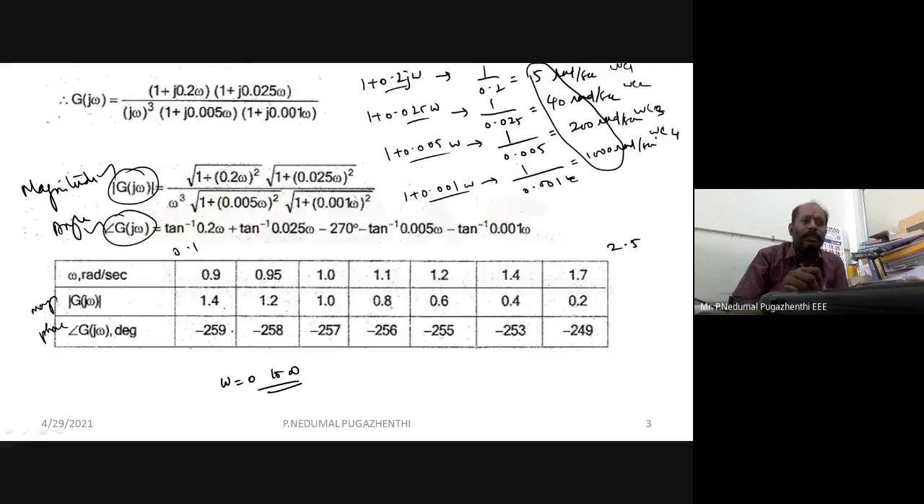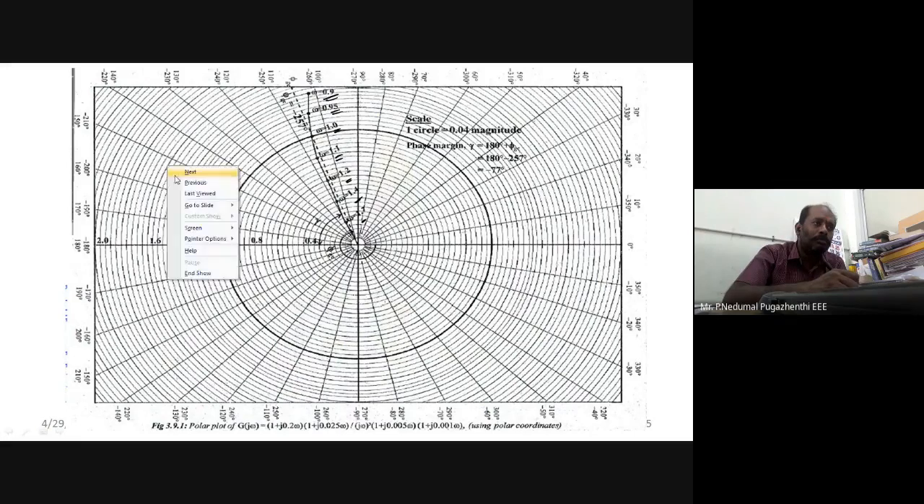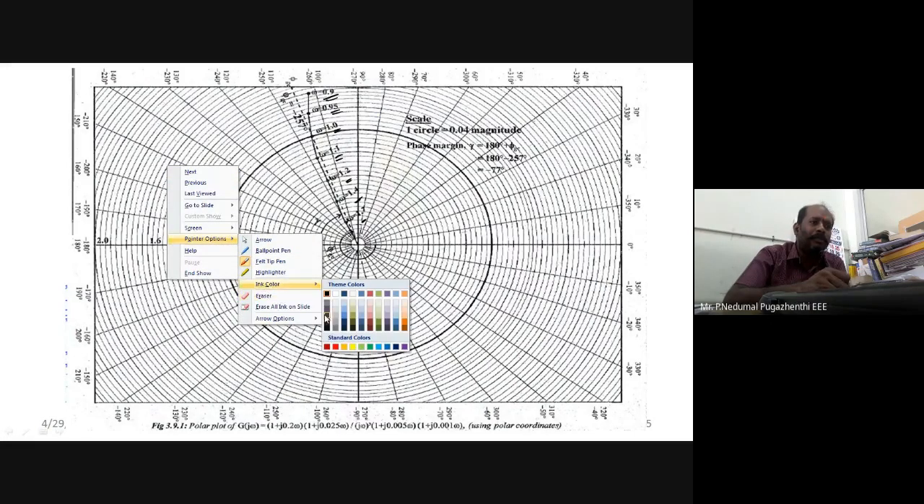Now you got these points, and you can plot it. When omega is 1.4, the angle is going to be minus 259. When 1.2, it is going to be minus 258. The variation of the angle is very much lesser. You can see that every point is very near to each other. If you see that graph, this is your graph. At different values of omega, your graph points are noted and your polar plot is obtained.